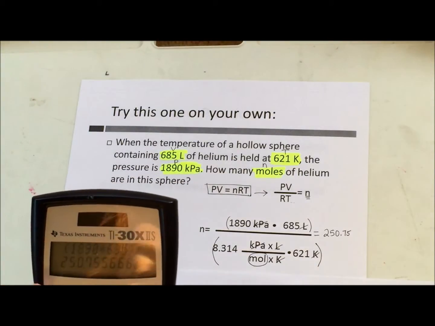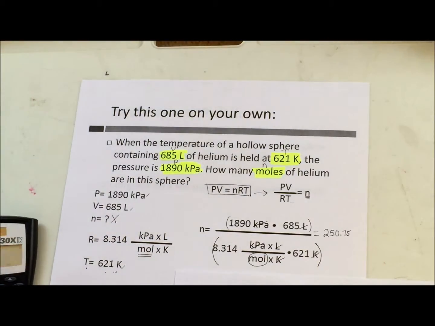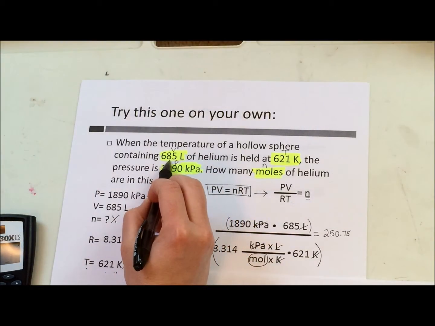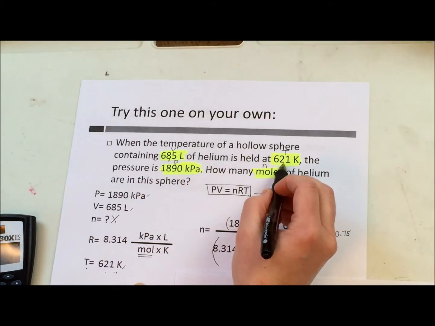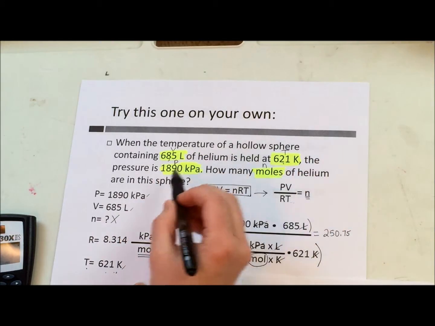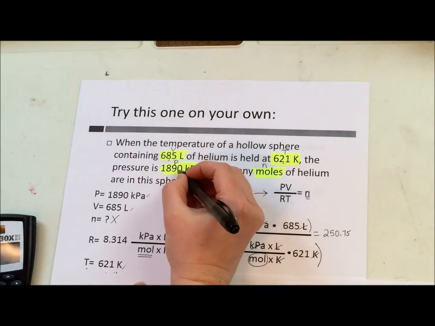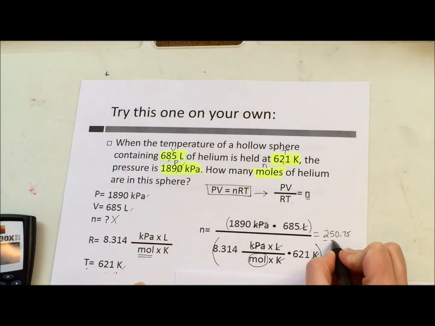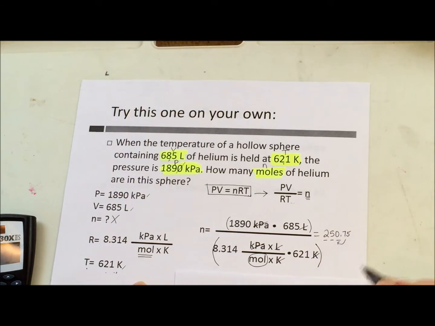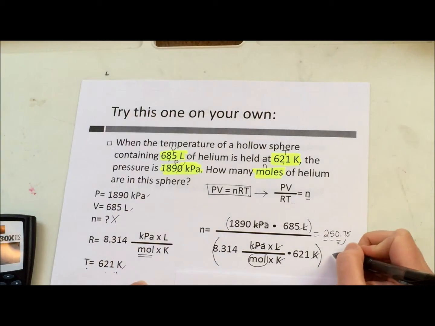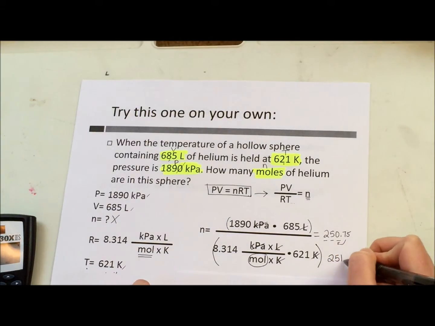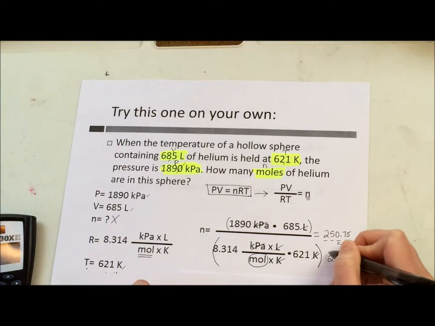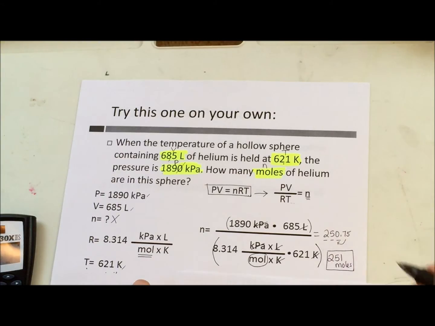So let's go back up to the problem and see how many sig figs we have in each one. So 685, 3, awesome, 621, 3 also, and 1,890. This zero at the end is not significant, so we'll also have 3. So let's count over. 1, 2, 3. Will 7 round 0 up? Yes, it will. So we're going to have 251 moles of this helium in this sphere.